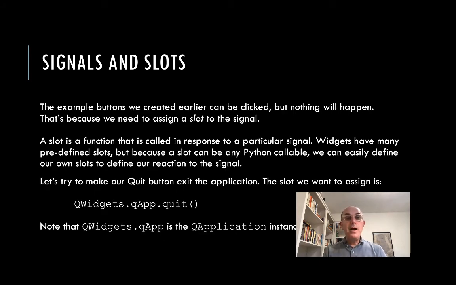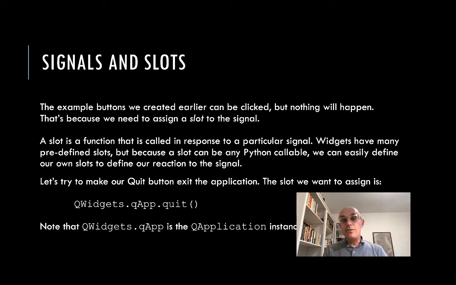The example buttons we created earlier can be clicked, but nothing will happen. So the idea here is that we need to have a signal and a slot for the signal. The slot is a function that is called to respond to a particular event. The widgets may have predefined slots, but because the slot can be any callable, we can easily define our own slot to define our own reaction to the signal.